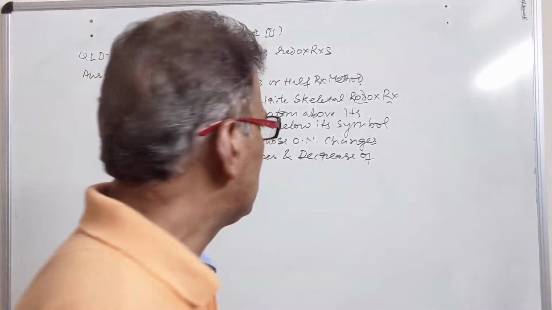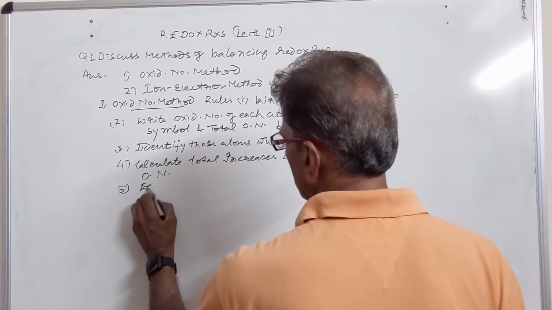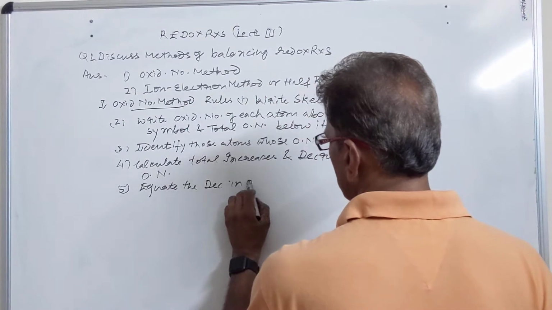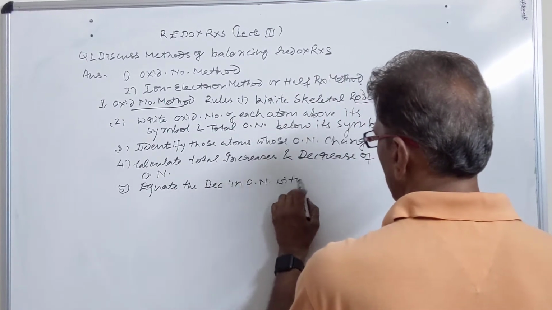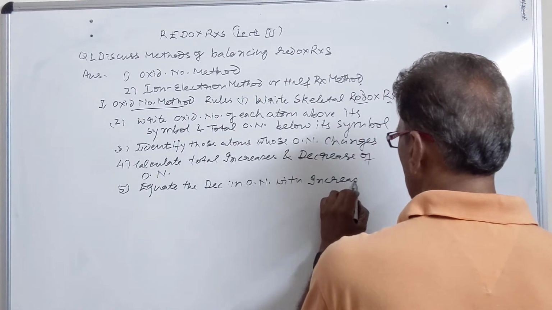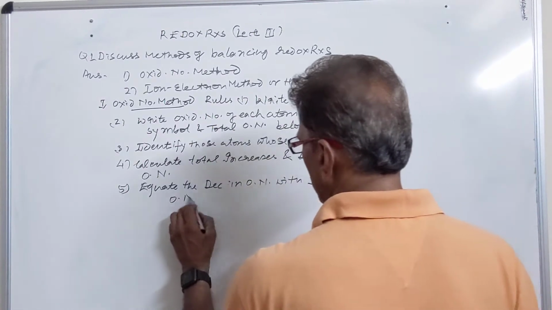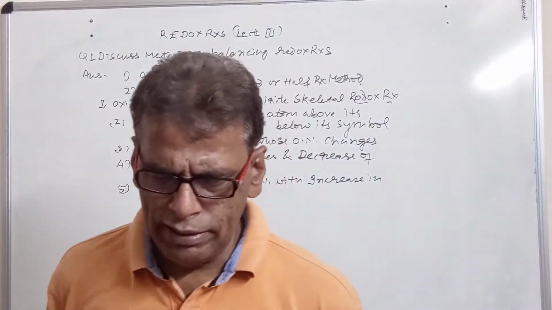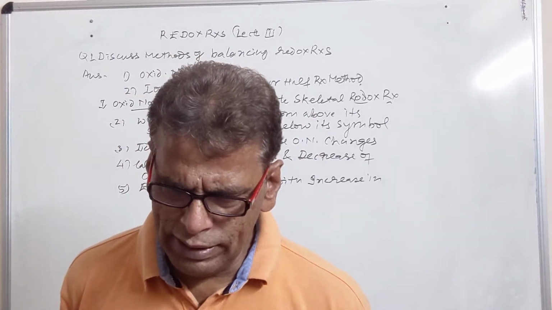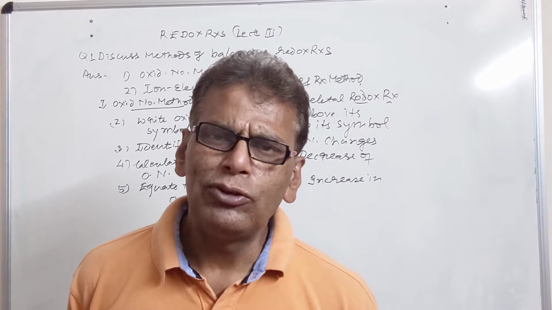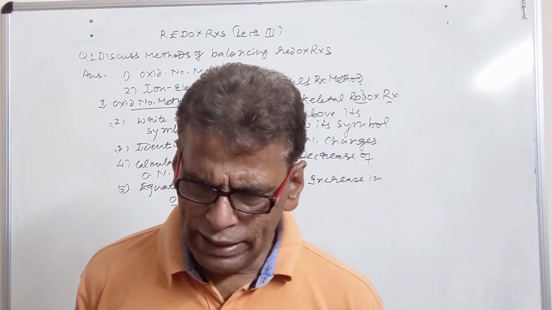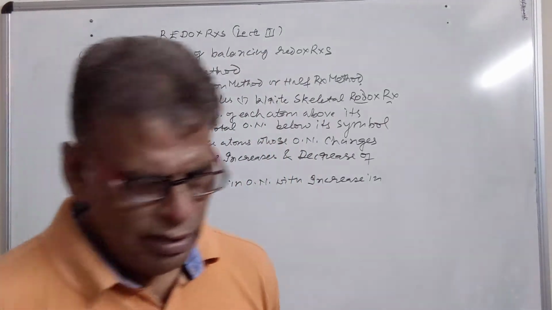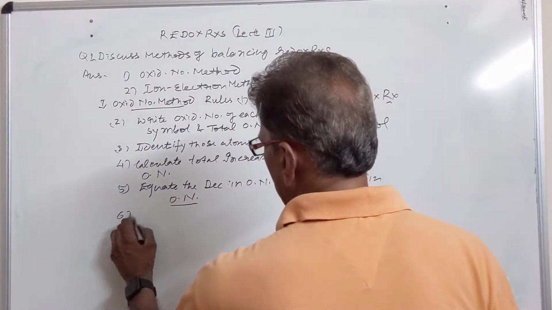Then after doing this, equate the decrease in oxidation number with the increase of oxidation number. They should be equal. If 5 electrons are lost, 5 must be gained. So we have to equate the charges by multiplying with suitable integers. We will balance all those losses and gains of electrons. Then balance the other atoms and balance the equation.